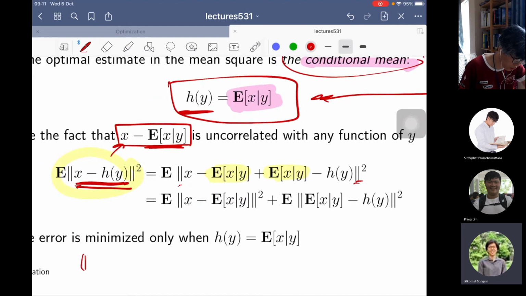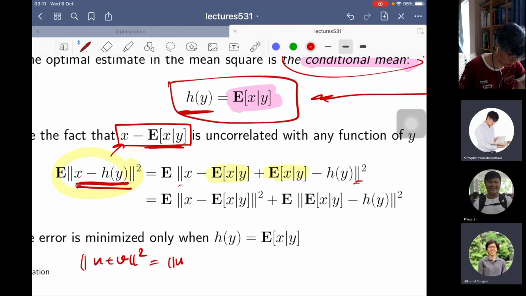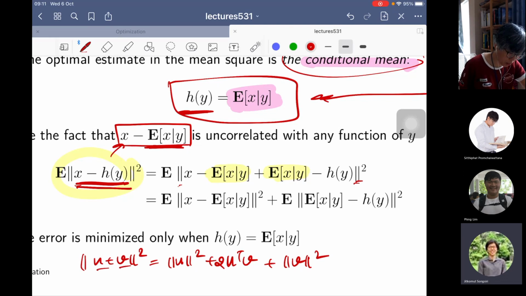When you have the norm square of two terms, can you expand this norm square? Norm of u squared plus 2u transpose v plus norm of v squared. You see that when you expand the norm of a sum, you're going to have the crossing term, the inner product. So suppose u and v are random variables; if you take expectation, it's going to be the expectation of all the terms.